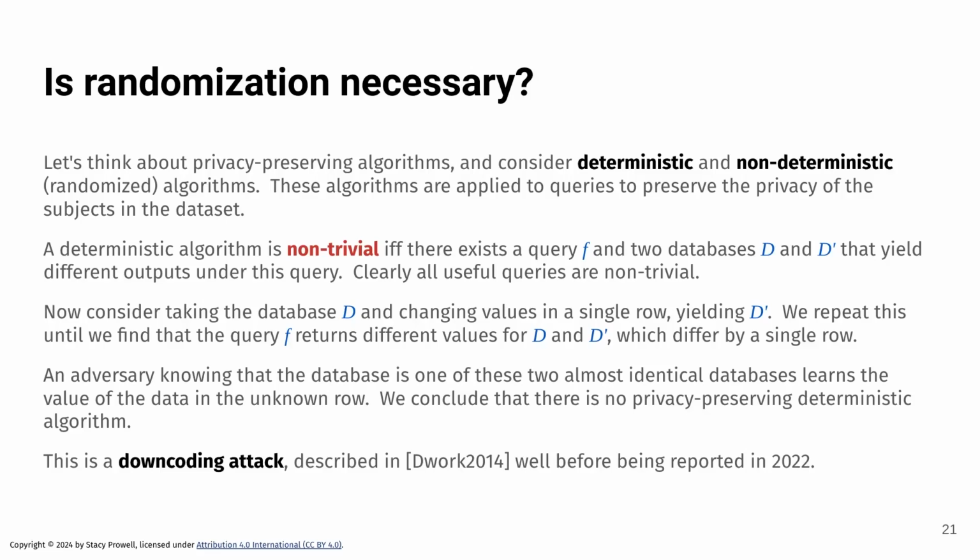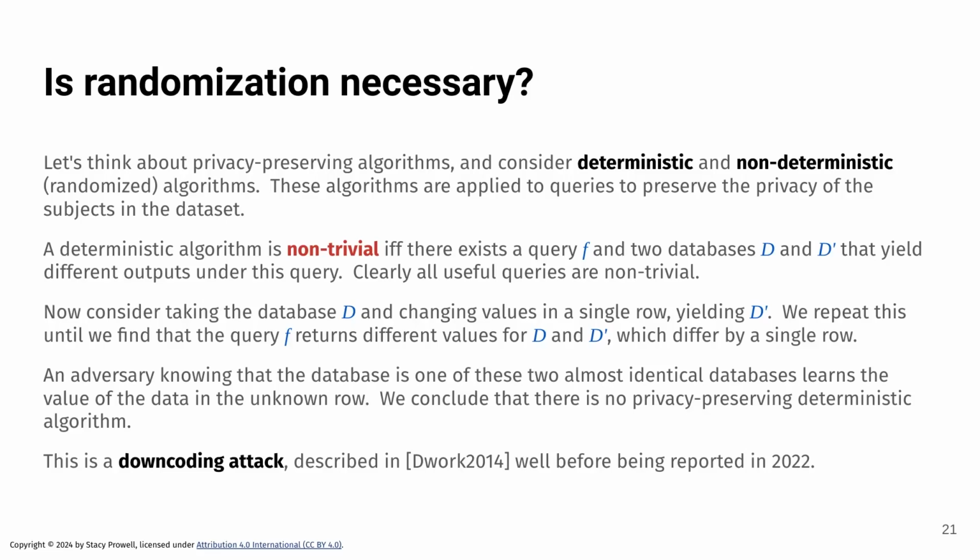A trivial query would be, always return the number 17. So I give it D, I get 17. I give it D prime, I give it anything, I get 17. Or I say, is this a database? And it says yes. Well, any database is going to give me a yes. So that would be trivial. So a non-trivial query allows us to distinguish between two databases, at least two databases.